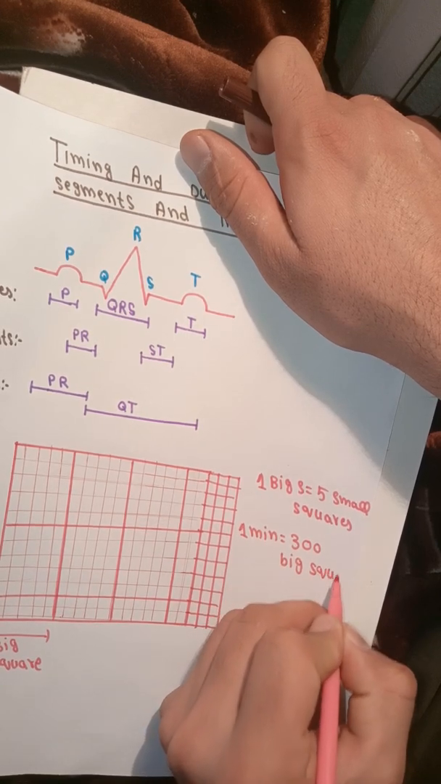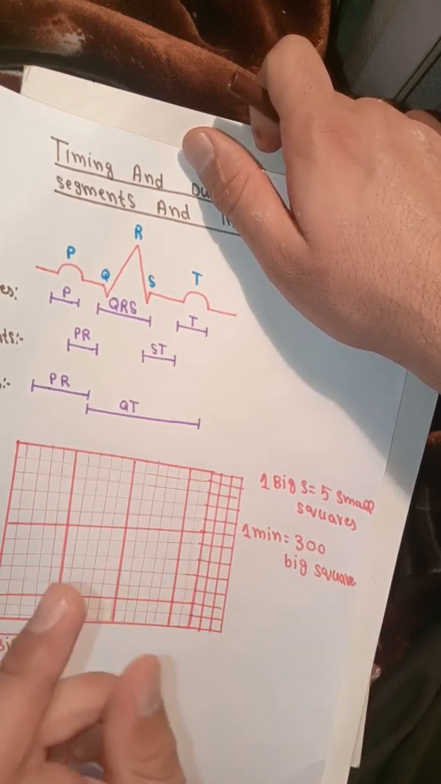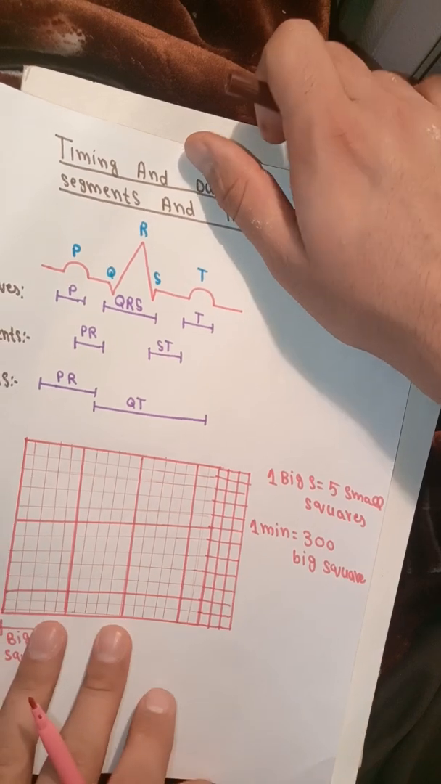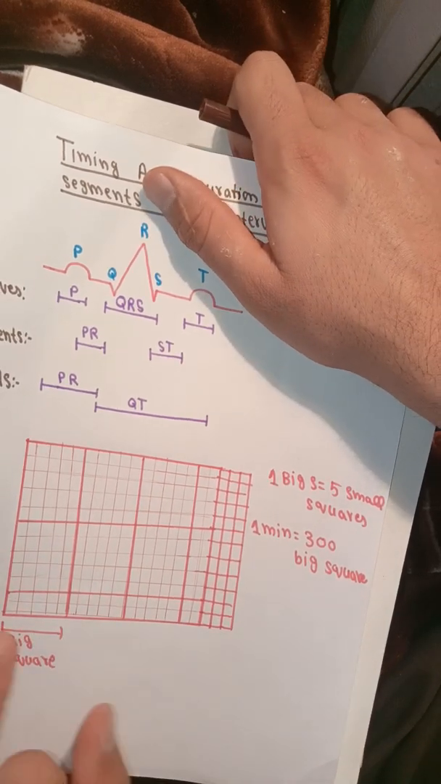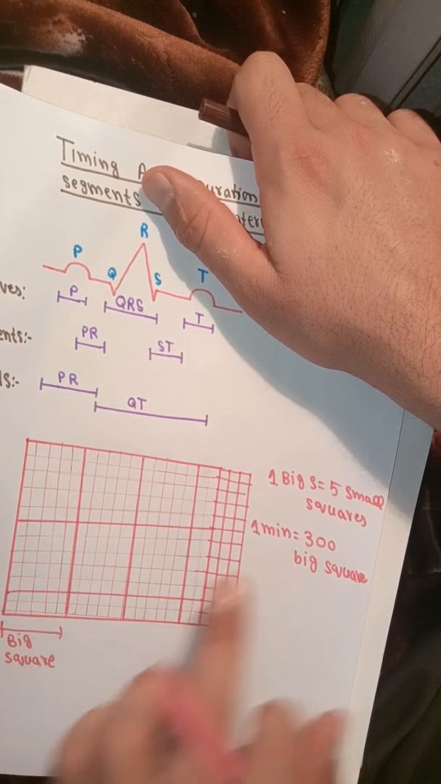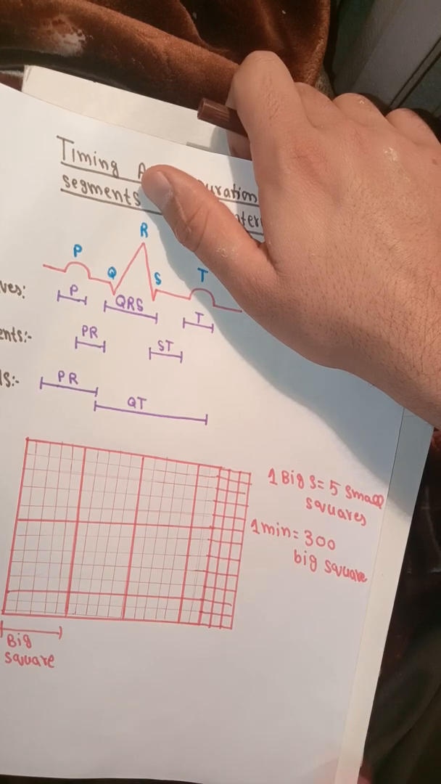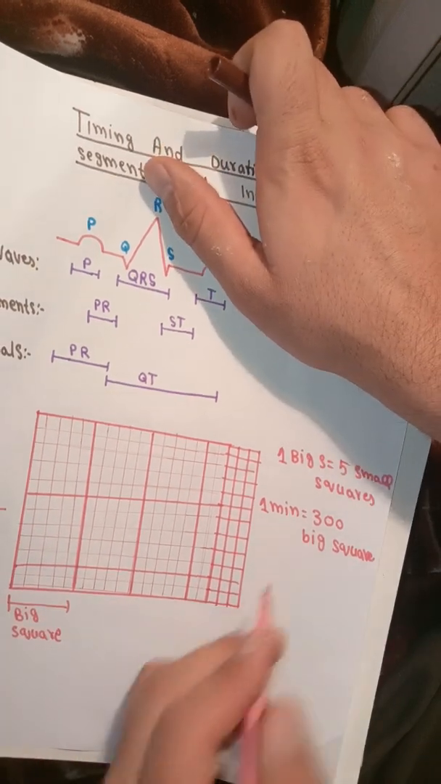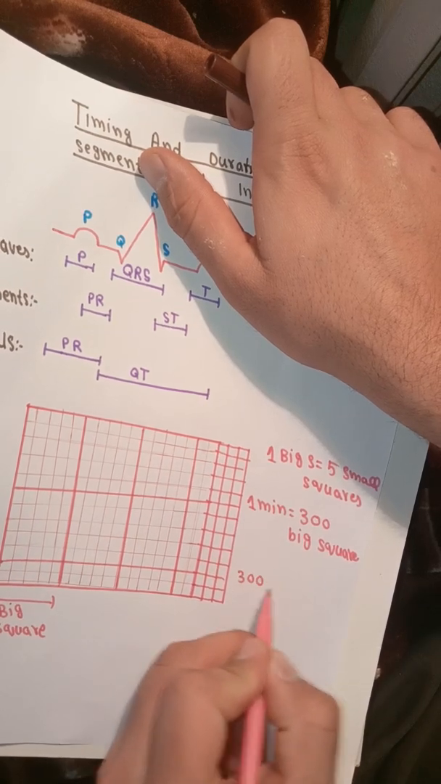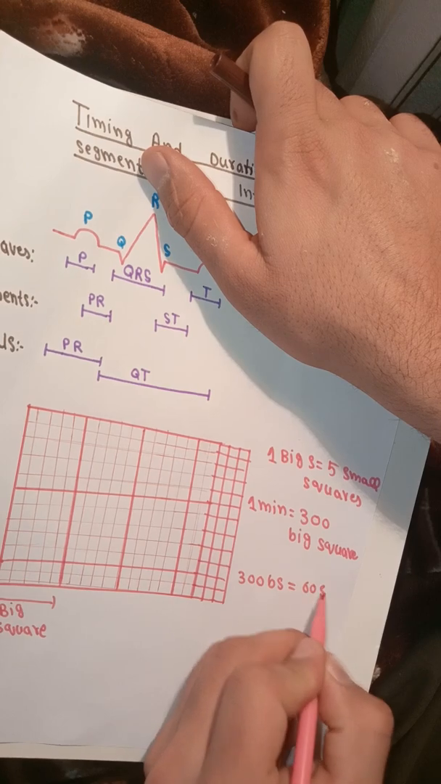What does it mean? Actually, the ECG paper is rolling in this way, moving in a forward direction. So in 1 minute 300 big squares pass, meaning 300 big squares pass in 60 seconds. So here we are going to write 300 big squares is equal to 60 seconds.